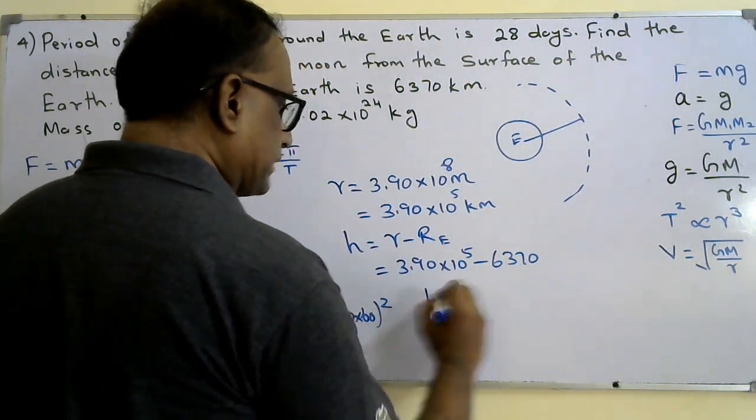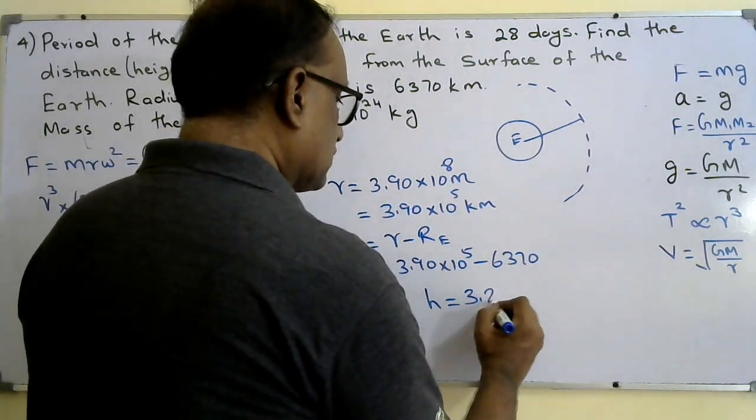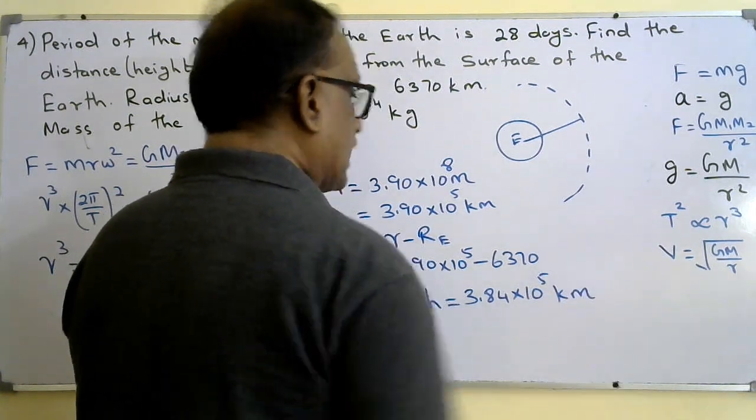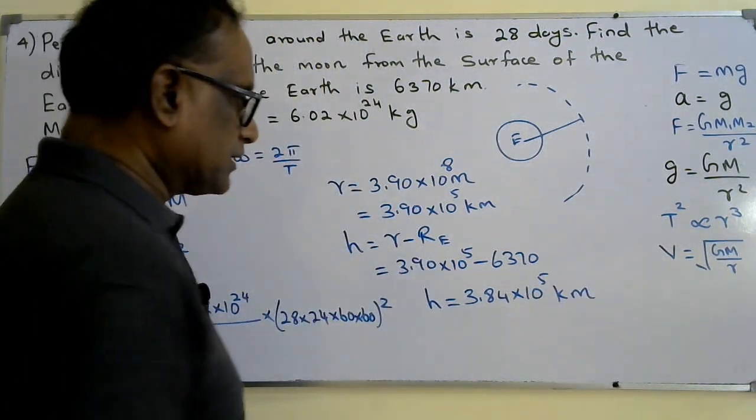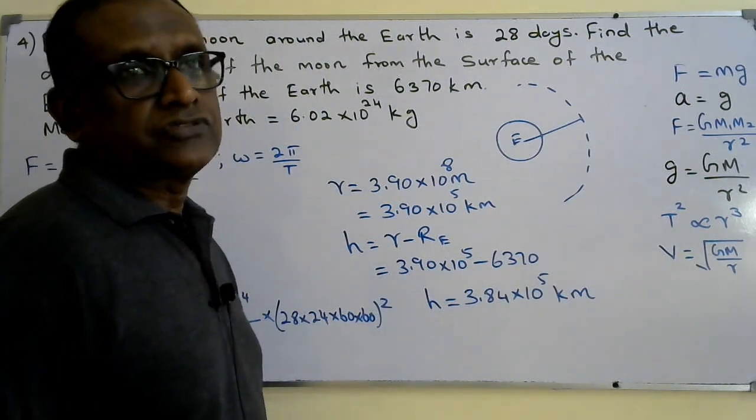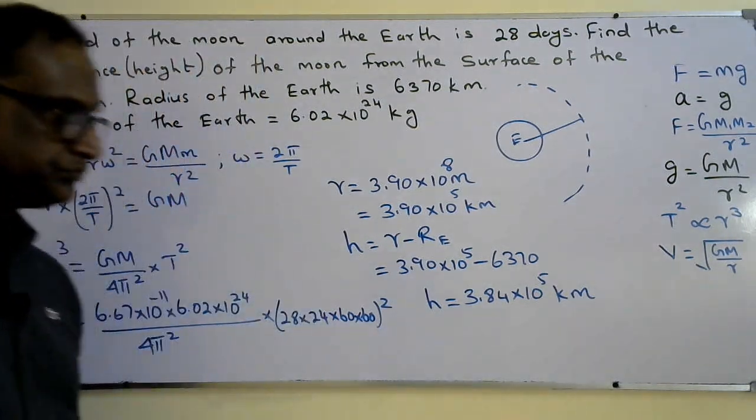So solve it, subtract it, you will finally get 3.84 × 10^5 kilometers. That's the height of the moon, or distance of the moon from the surface of the Earth. Check it with the internet, type it in Google: height of the moon above the surface of Earth, you will get exactly the same answer.